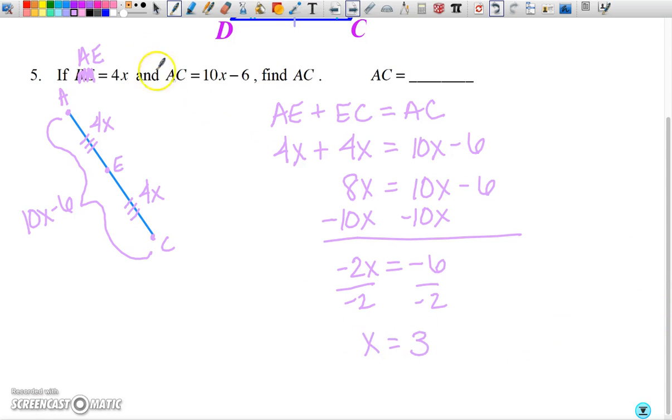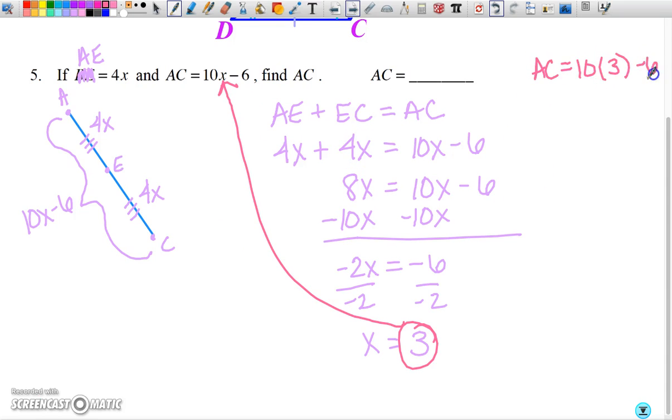But the question is asking you for the length of AC, so we need to take this 3 and plug that in for x right there. So AC is equal to 10 times 3 minus 6, which gives you 24. So that is the length of diagonal AC.